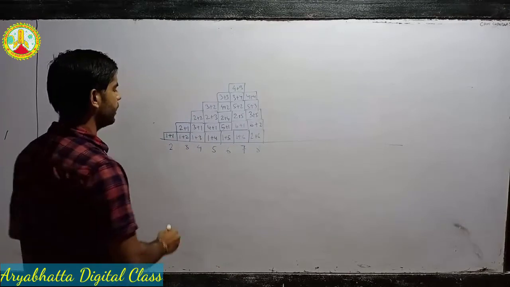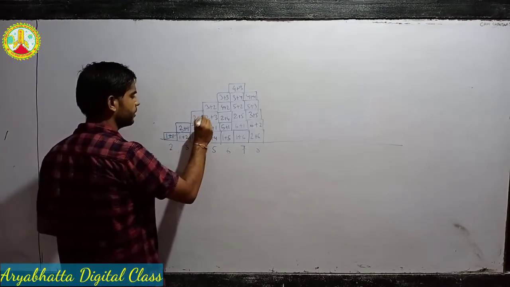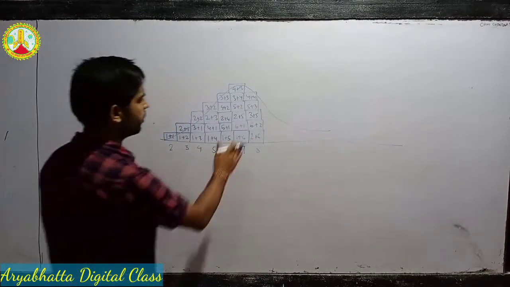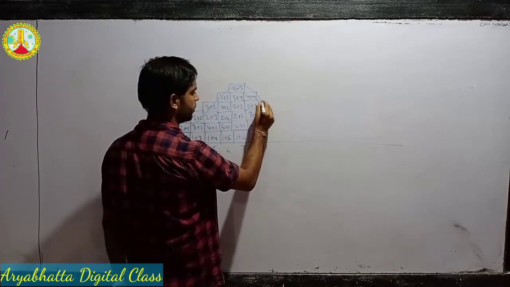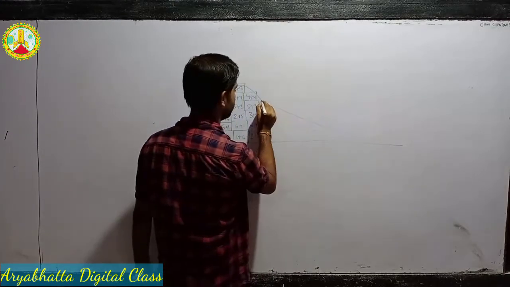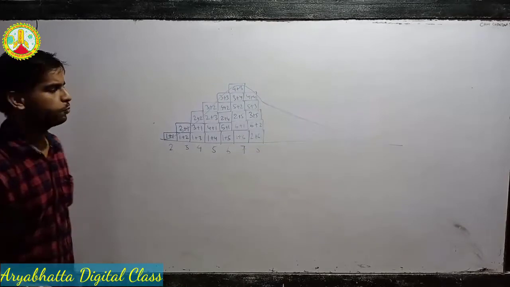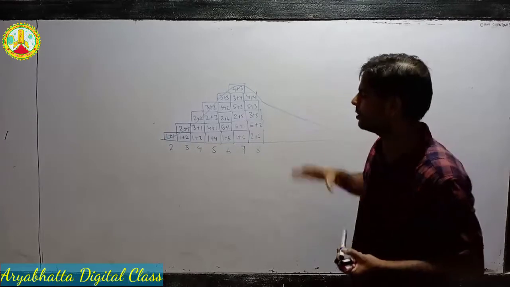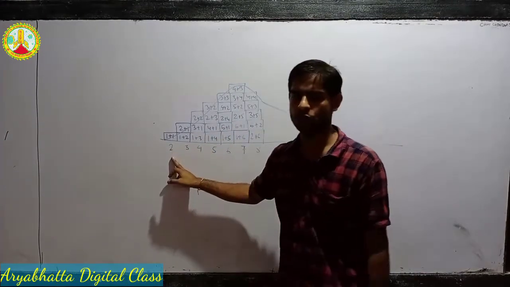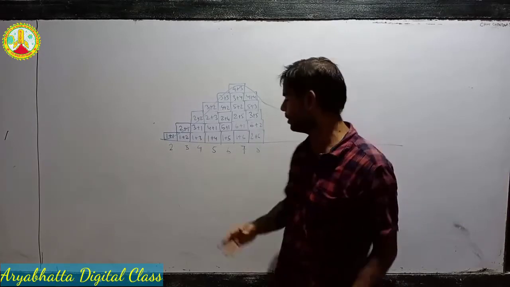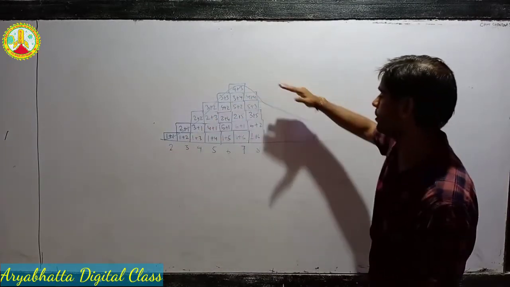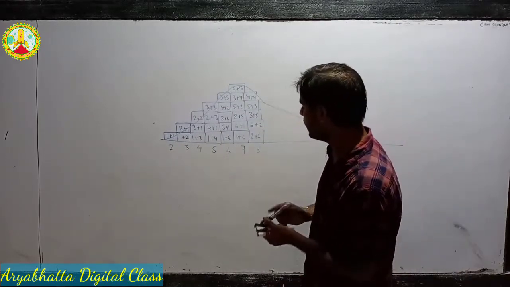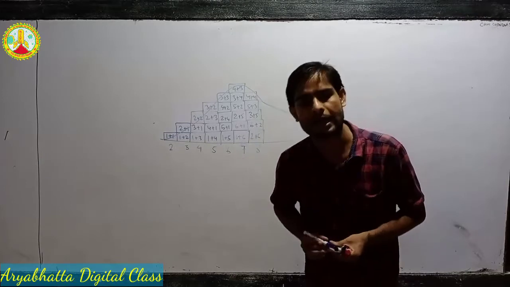In this way you can see that it rises like this and then it falls like this. This is called a probability distribution curve. So you see that it's not certain that we'll get the addition as 2. It may come 2, it may come 7, but this distribution curve tells us that the probability of the outcome 7 is highest.